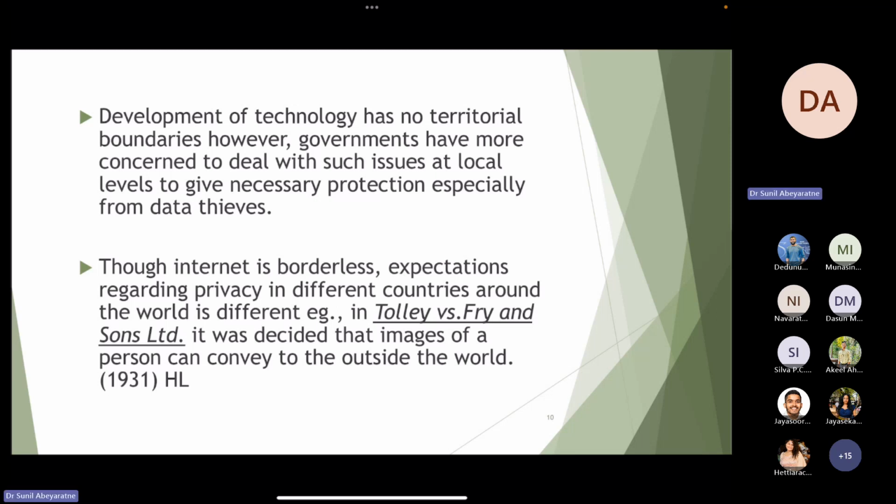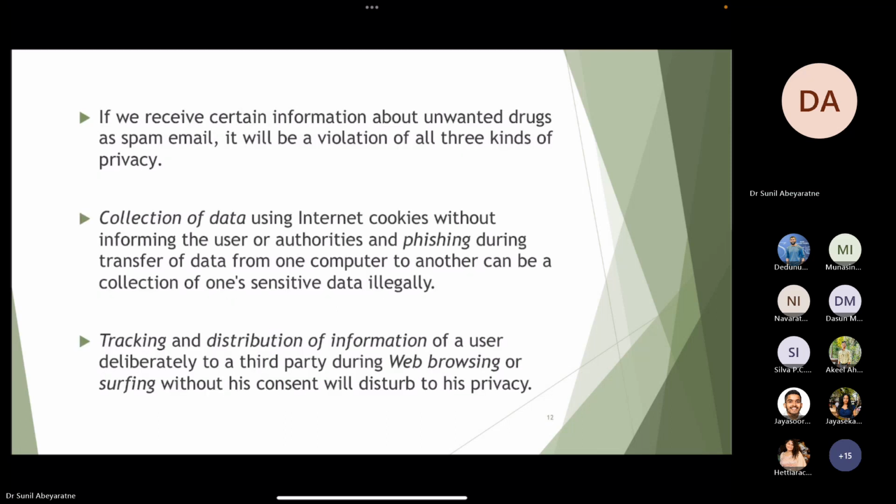We should respect the rights of individuals to decide for themselves whether they want private information communicated to others. If the collector intends to spread or share very personal, sensitive data from the data subject, then the data collector must get the permission of the data subject to pass this message to another person, to distribute to a third person. If we receive certain information about unwanted drugs as a spam email, now how many spam emails we get every day? It will be a violation of all three kinds of privacy.